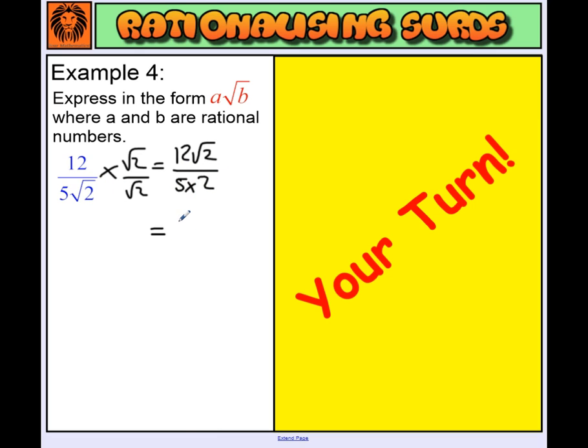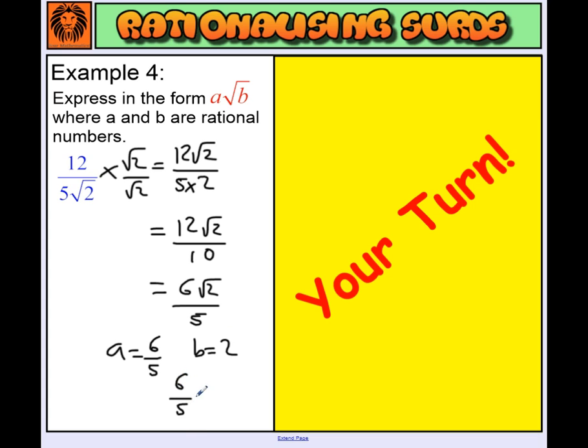Now simplifying this, we're going to have 12 root 2 over 10. And looking at this, we can see that we can simplify this even further by taking out a factor of 2. So this will be 6 root 2 over 5. Now making sure it looks the same as the form a root b, we can say that our a equals 6 over 5 and our b equals 2. So this gives us 6 over 5 root 2.